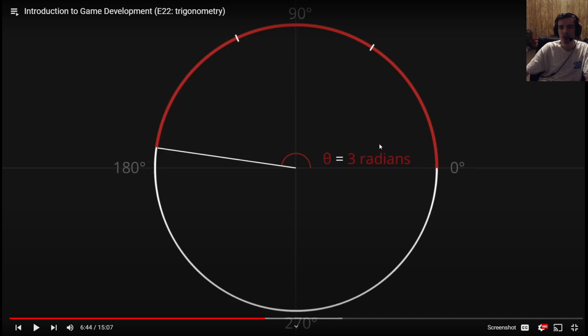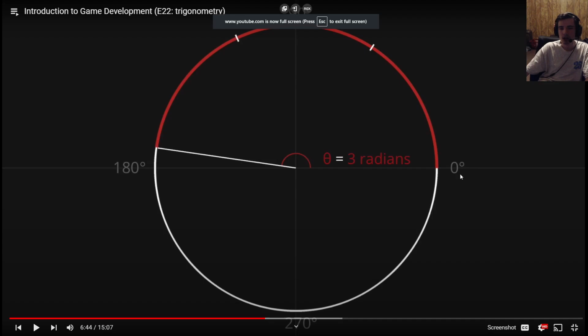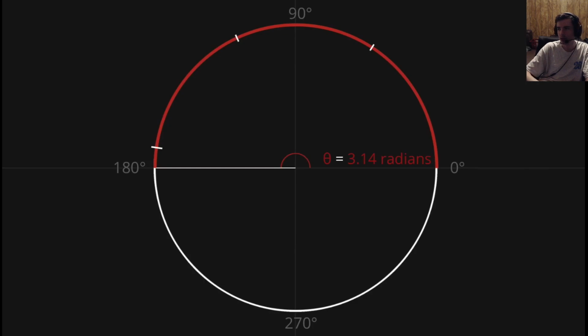So there are going to be like 6 and a little bit, and a quarter, about roughly. 3.14159, I think it is. We can fit 3.14 of these arcs into a semicircle.